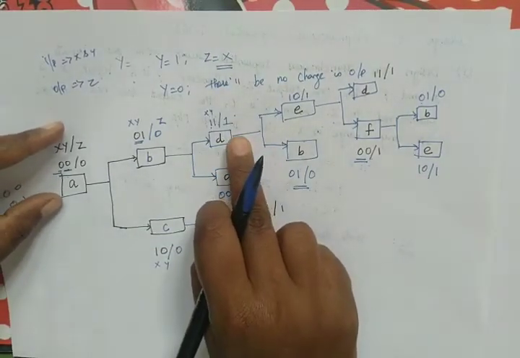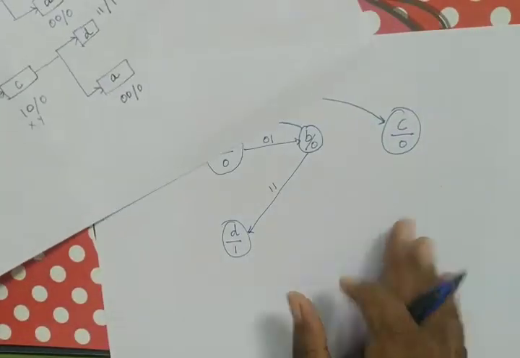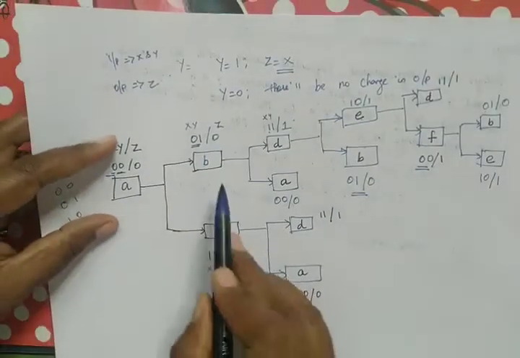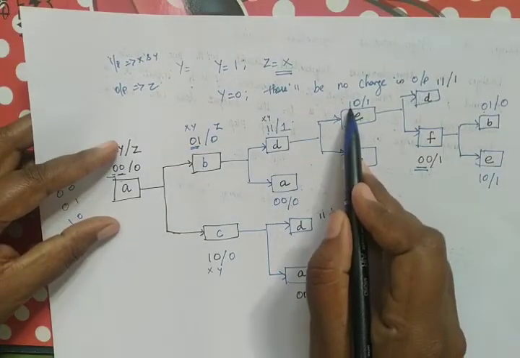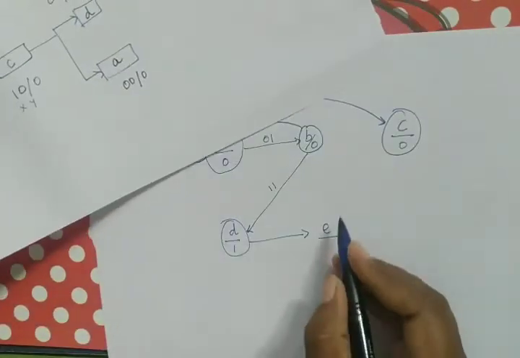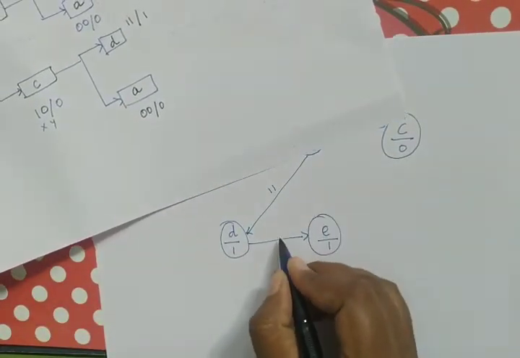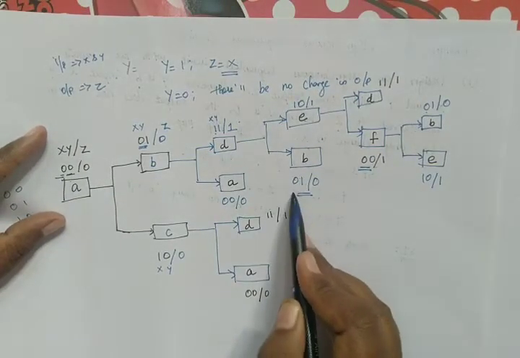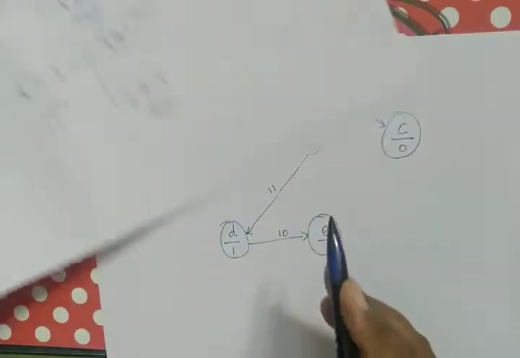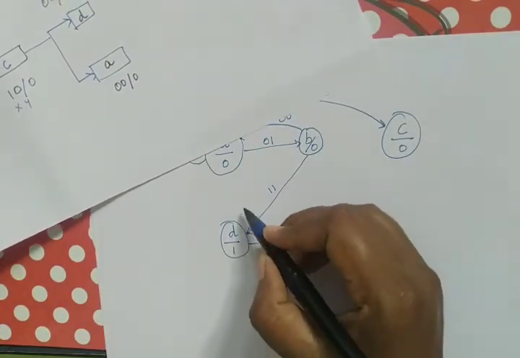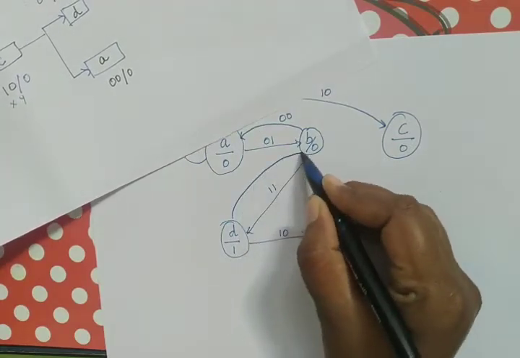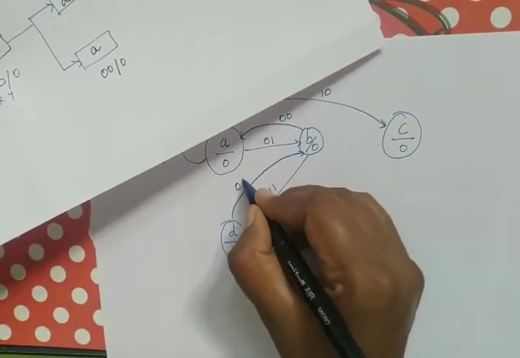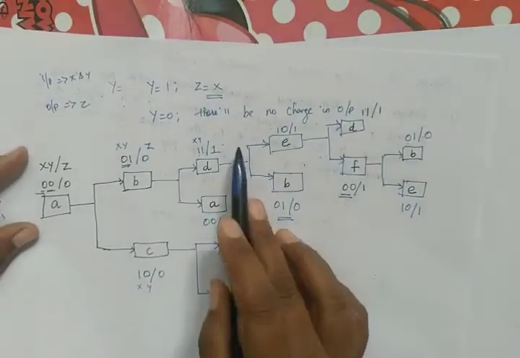Then D will go to E when it is 1 0, and the output is 1. Then D will go to B when it is 0 1. So we have completed up to this.